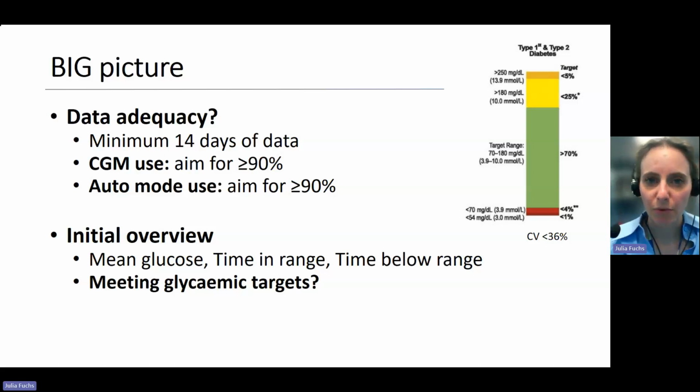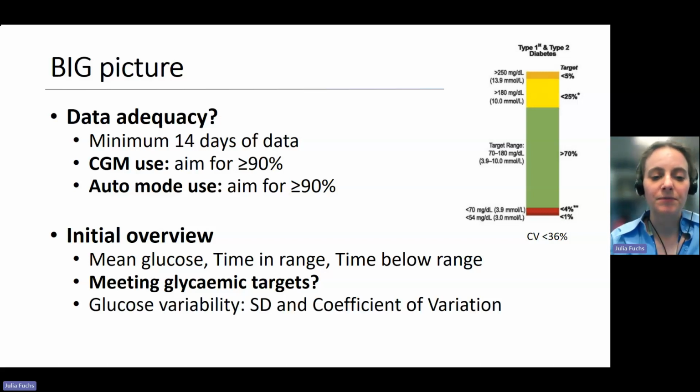And I think also very important, the mean glucose, because that gives you a slightly better idea of where their HbA1c is going to sit than just time in range. And from that, you can very quickly glean, are they meeting glycemic targets as they stand? Are we very far away? Are we quite close? Is there lots of time in hypo, for example? And you'll immediately already probably have some ideas of things you want to focus on.